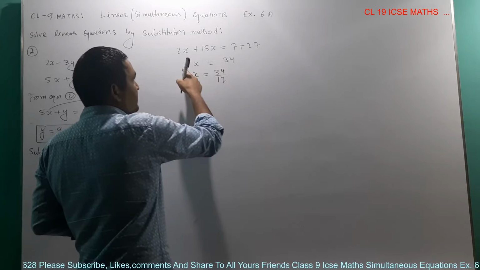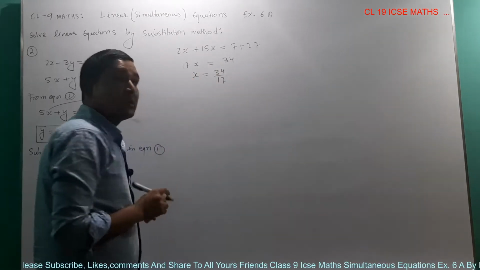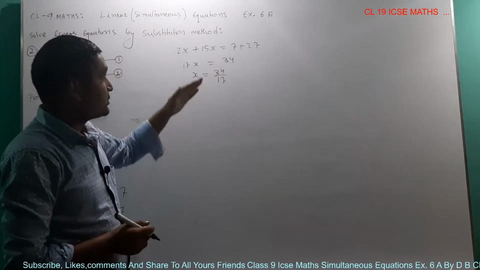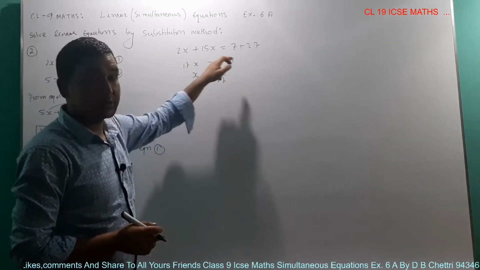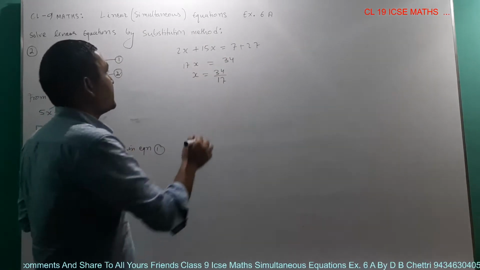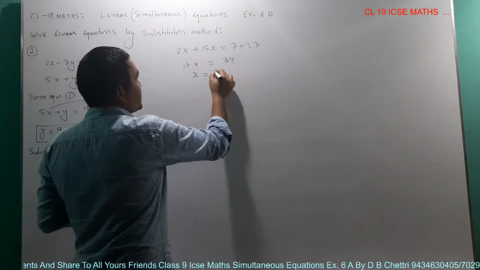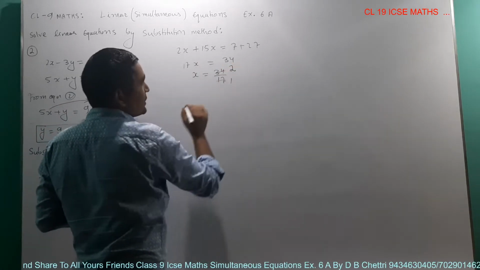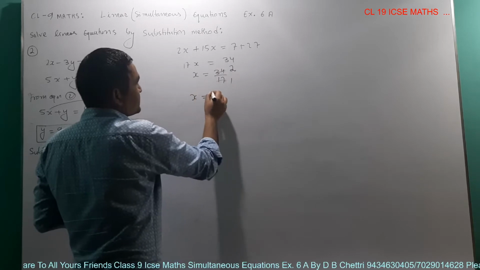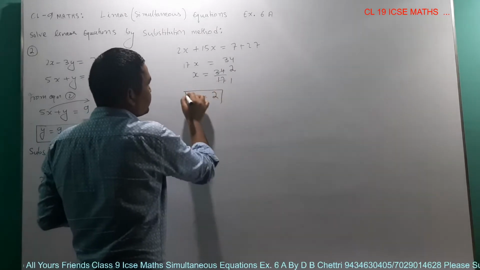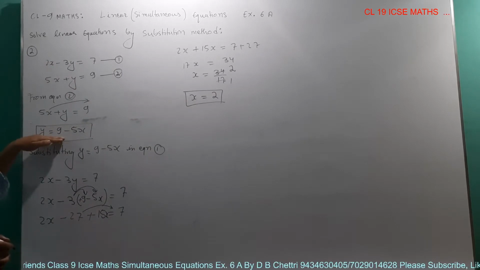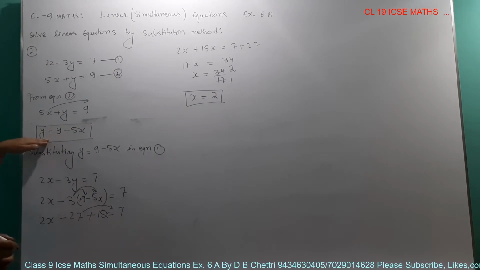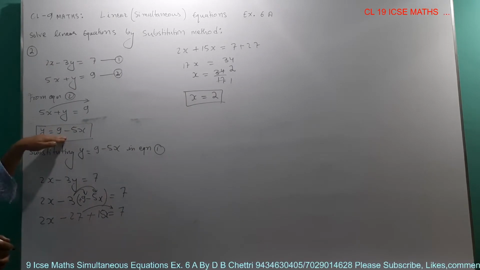This multiplier number always goes to the denominator on the other side, because their relation is a division relation. That means 17 ones are 17, 17 twos are 34, so x equals 2. We got the value of x. Now after getting the value of x, substitute it in the expression for the value of y in terms of x.